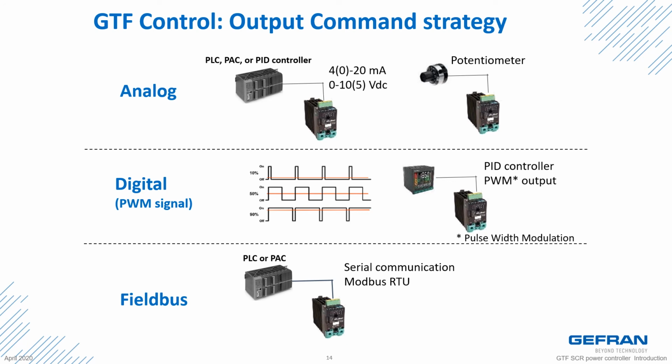So output control of the GTF can be provided from an analog signal through your programmable logic controller, programmable automation controller, or PID controller, or simply via a potentiometer. Set the value and forget it. It can also be digital using a pulse width modulation signal, and also via field bus by Modbus RTU from your programmable logic controller or programmable automation controller.